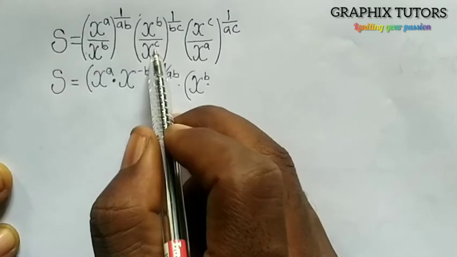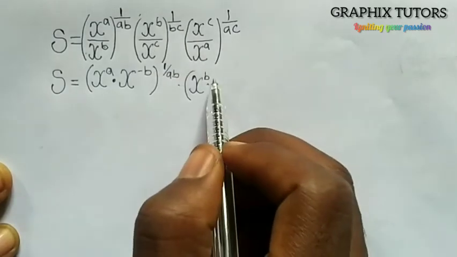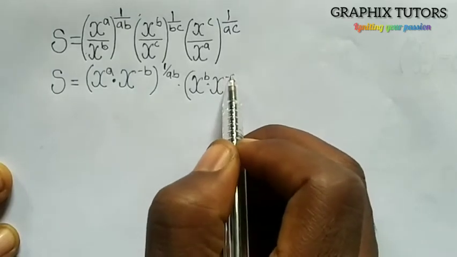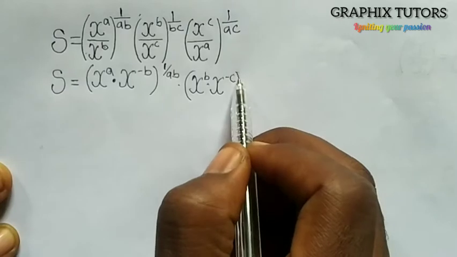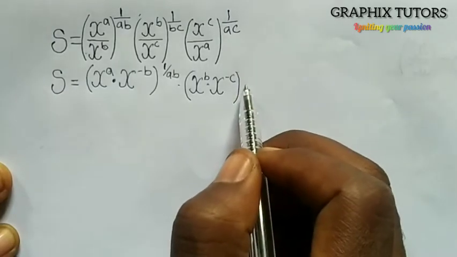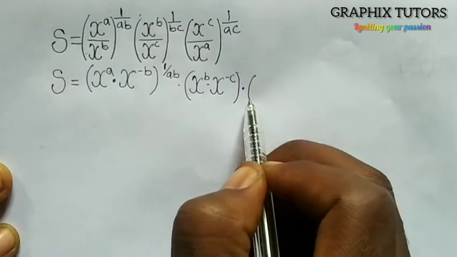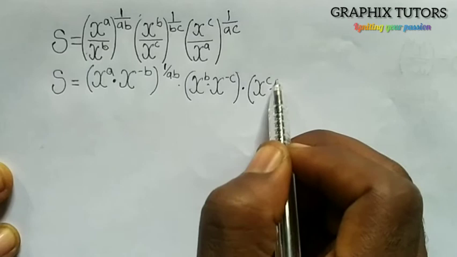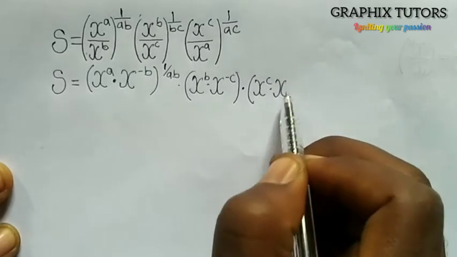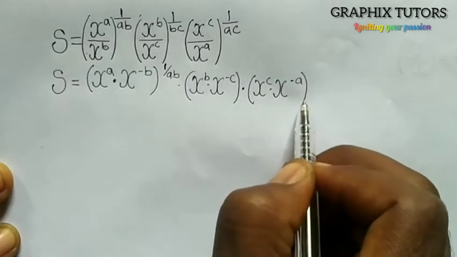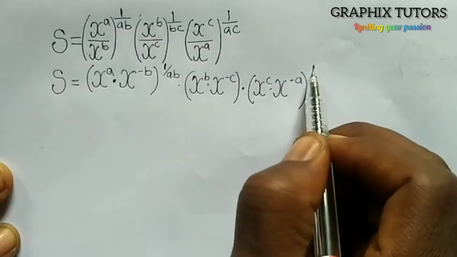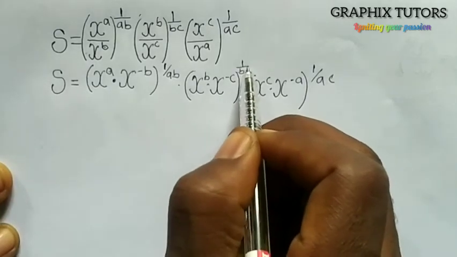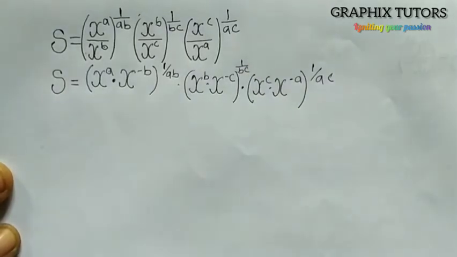And if the other x in the denominator, that is x to the power of c, comes up, I'll be having my x to the power of minus c, to show that it has come up. I close it up. The next one is I'm having x to the power of c multiplied by x to the power of minus a. Everything is to the power 1 all over ac. This is 1 all over bc. Right? That is the first stage.